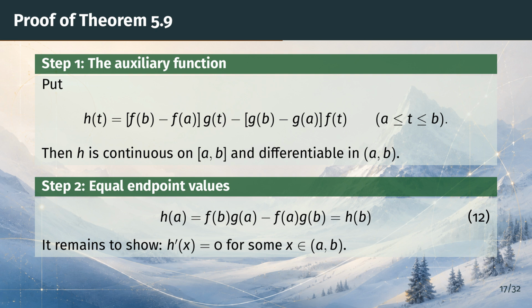So h takes equal values at the two endpoints, just as the strategy demanded. Incidentally, a differentiable function with equal endpoint values is exactly the setting of Rolle's theorem. Our auxiliary function was engineered to land in that special case. The theorem is now reduced to a single claim. The derivative of h vanishes somewhere strictly between a and b. We prove this by considering 3 cases.